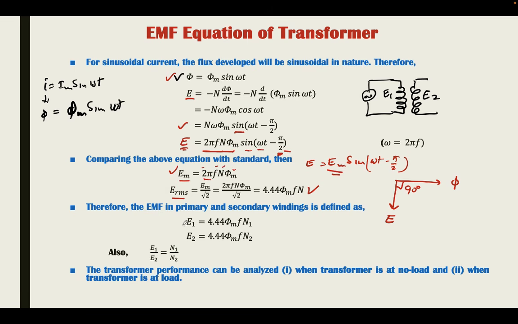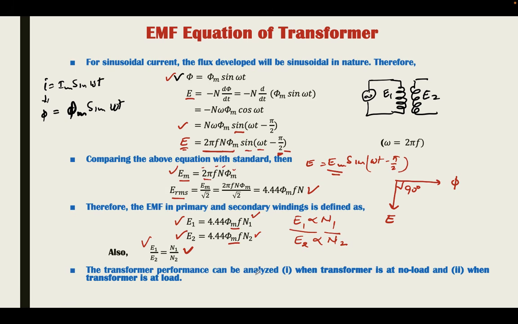Now, if the EMF is developed in the primary side, it is represented as E1. If the EMF is developed in the secondary side, it is represented as E2. Now, we know E is depending upon flux. Flux is common in both the windings. Supply frequency is the same in both the windings, and hence phi m and f will remain the same. But the number of turns on the primary side may be different from the number of turns on the secondary side, and hence we can say E1 is proportional to N1 and E2 is proportional to N2. Taking the ratio of these two, E1 by E2 must equal N1 by N2.